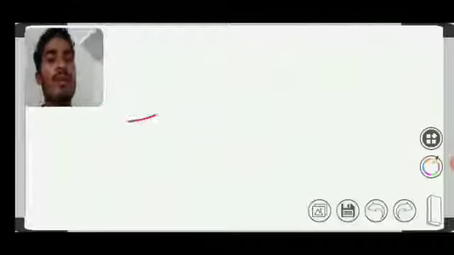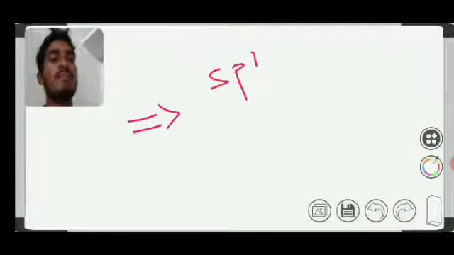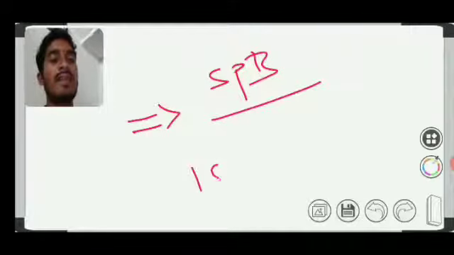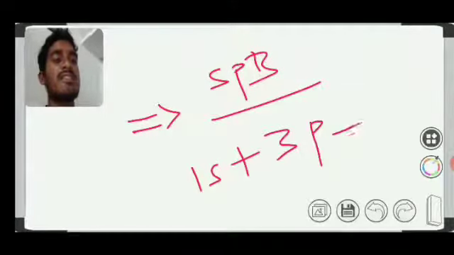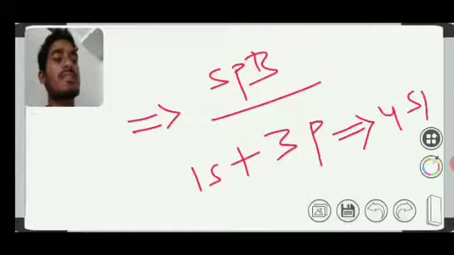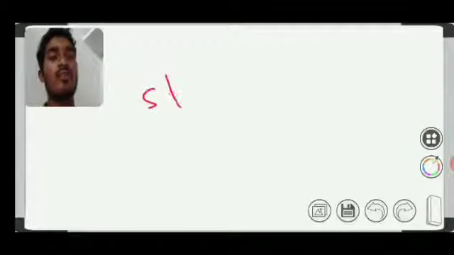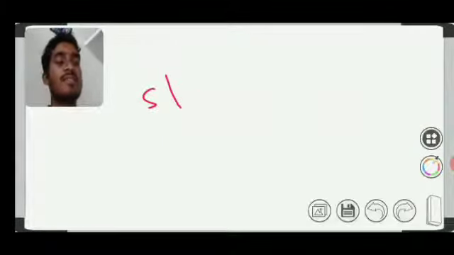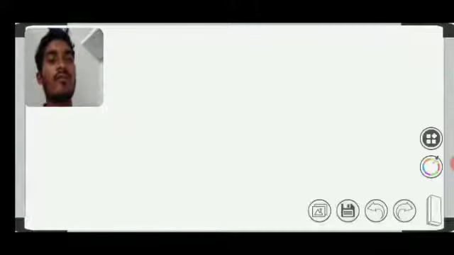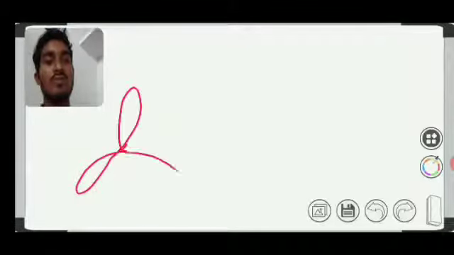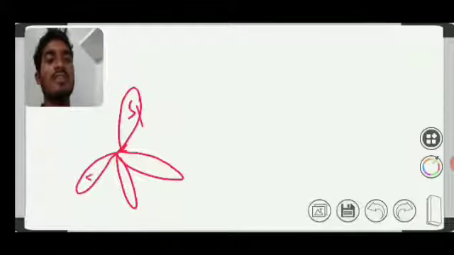Now sp3 hybridization means 1 s orbital and 3 p orbitals equal 4 sp3 orbitals. 4 sp3 produces a new set of orbitals. Next we will see the orbital structure. So here 1, 3 and 4. Here we only have sp3 and sp3. This is also sp3.